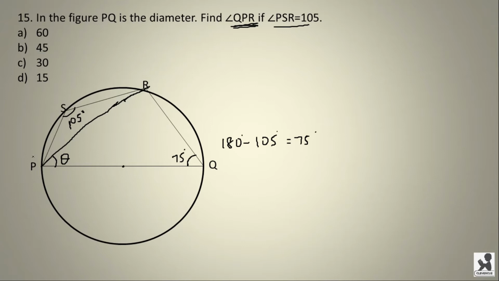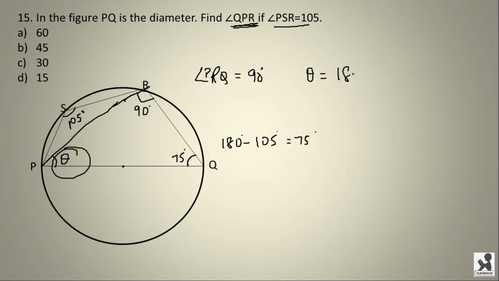Similarly, we can see that PQ is the diameter and R is any point on the circumference. And now PQR is a triangle with PQ, which is the diameter, as the base, and hence angle PRQ will be 90 degrees. Angle PRQ will be 90 degrees. And now we can easily find out the value of theta.